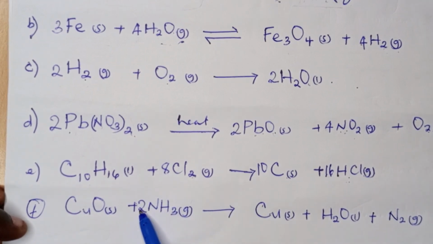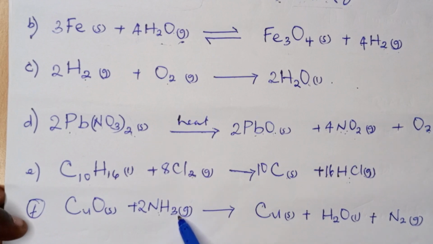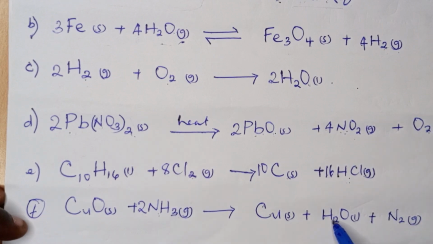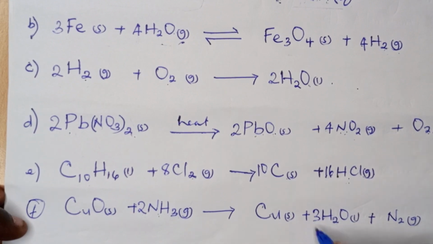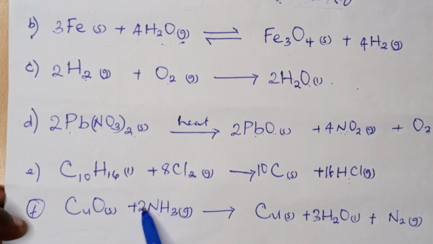By inserting here a 2, we shall have also doubled the number of nitrogen atoms. So this 2 by 1, 2 nitrogen atoms, 2 by 3, 6 hydrogen atoms, and yet here we have only 2 hydrogen atoms. That means there is a need for us also to insert here 3, so that 3 by 2 we have 6, which is balancing with the one at the reactant side. So we have 2 nitrogen atoms here at the reactant side. At the product side you also have 2. So the number of nitrogen atoms is now balancing.